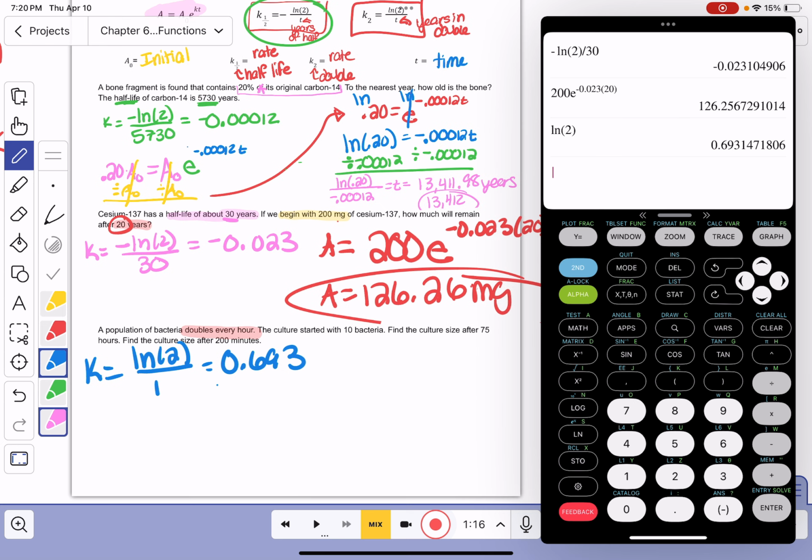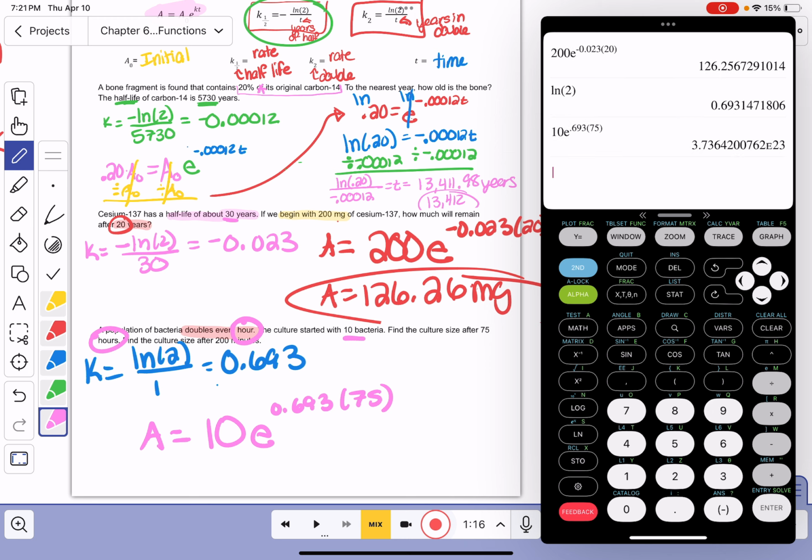Now we start with 10 bacteria. So that's our initial. Then we do E. And our exponent is the K we just found times T. Now pay attention. This is every hour and our time's in hours, so we're good. If they were different, we'd have to change. But we don't, so let me do 75. So 10 e to the 0.693 times 75.